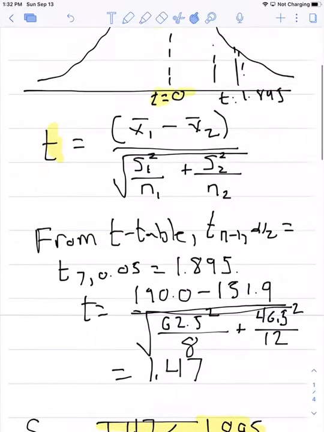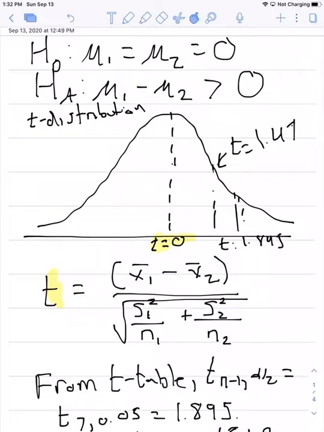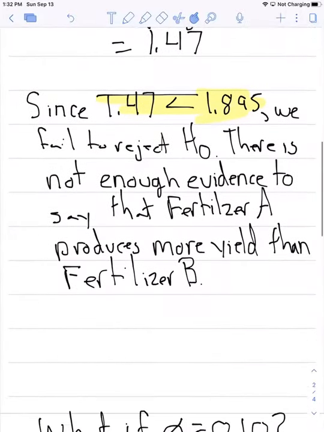Now that's an important distinction. And so as we look back at the t distribution, to have rejected, we would have had to find a value of t that was all the way over to the right of our critical value. Remember, we're saying that this is a one-sided test where mu1 minus mu2 would be greater than zero. If we found a value of t that was greater than 1.895, we could have rejected the null hypothesis. But instead, we favor the null hypothesis. That is, we fail to reject the null hypothesis because our value 1.47 was less than 1.895. So that's the outcome of our hypothesis test.